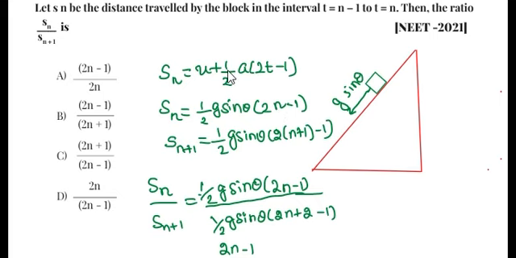Instead of acceleration, we can take g sin theta because it's sliding. During the sliding, the acceleration is g sin theta because of the component of acceleration due to gravity. So Sn plus 1 is equal to 1 by 2 g sin theta, and instead of t, we can substitute n plus 1. For the ratio of Sn divided by Sn plus 1, that is 1 by 2 g sin theta of 2n minus 1 divided by 1 by 2 g sin theta of 2n plus 2 minus 1. So if we cancel this, we will get 2n minus 1 divided by 2n plus 1.